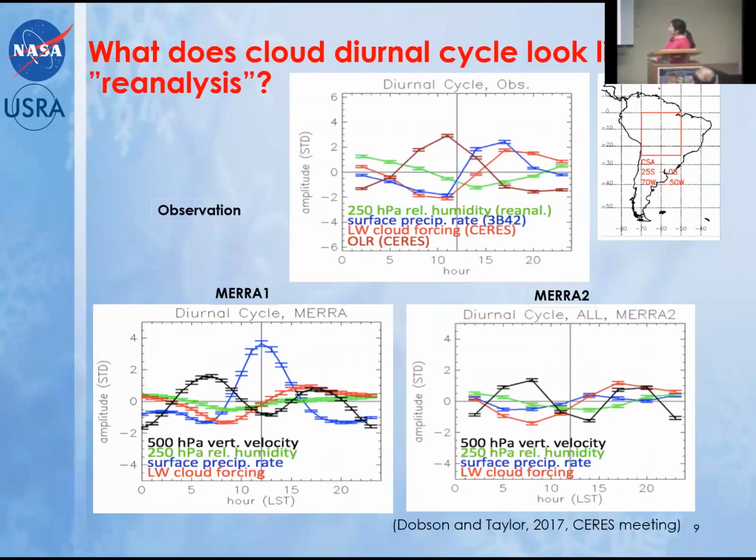While in the MERRA-1, if you compare the blue line, it just follows the sun. So it's not correct at all. And in MERRA-2, it improves a lot. You can see the diurnal cycle, the blue line now looks much better, corresponding to what we observe. But still, it peaks early, like at 14, in the early afternoon versus late afternoon. And the amplitude is much smaller. So we can see some mitigation from MERRA-1 to MERRA-2, but still, the cloud diurnal cycle is not quite correct.